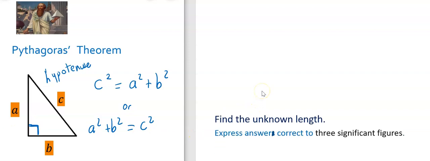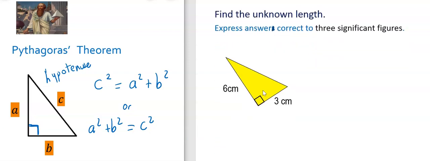Let's go and do a couple of examples here. This one is asking us to find the unknown length and to express the answer correct to three significant figures. We have a right-angled triangle. Yes, we do. We have legs 3 and 6, and this is the missing length there. Let's call it x. Now I'm going to label the sides A, B, and C. There's no choice for C. I must label that one C, because it's the hypotenuse, on the other side of the right angle. As for A and B, as I said, it doesn't matter. Let's call that one A and that one B.